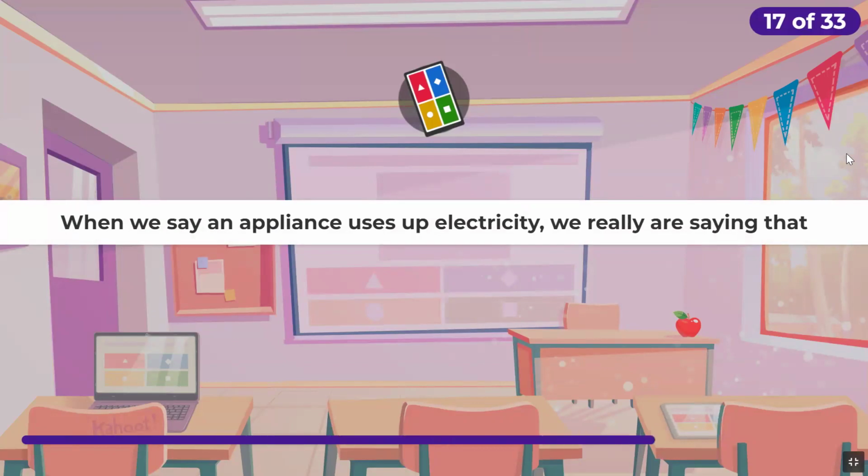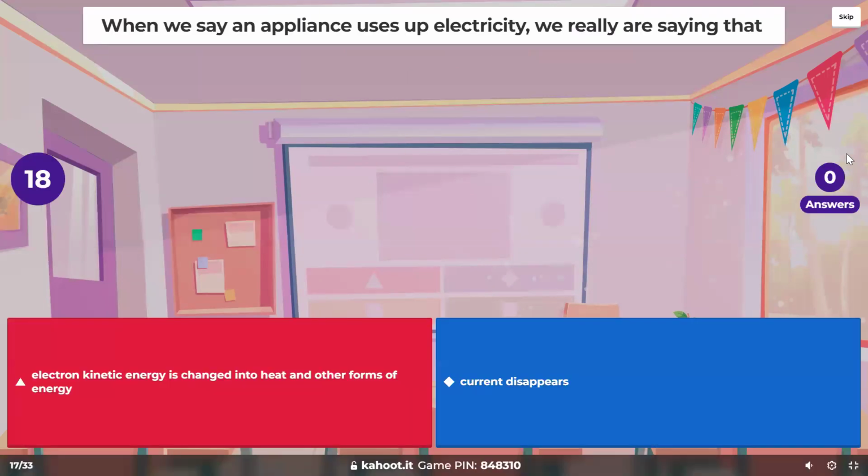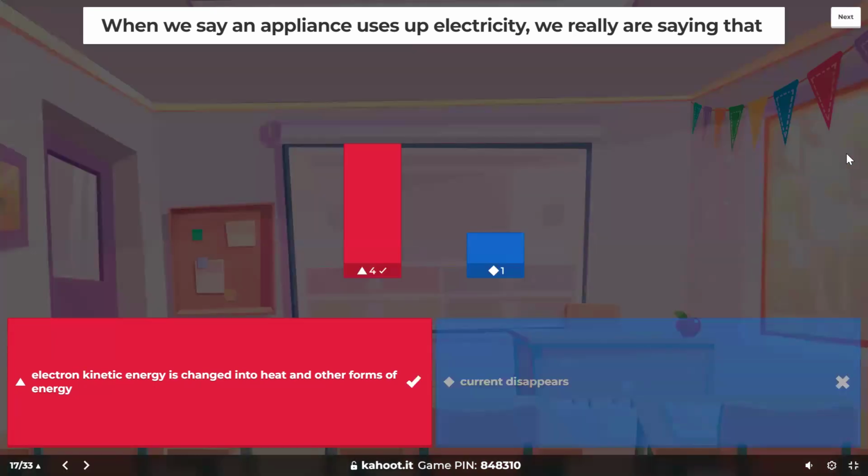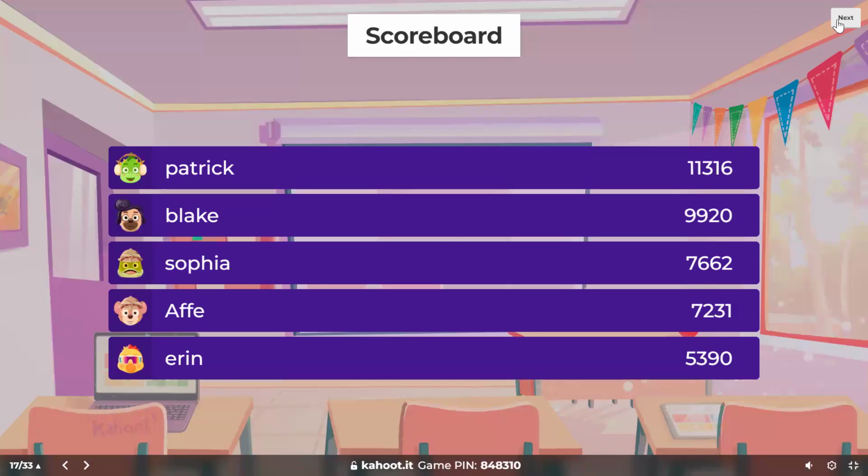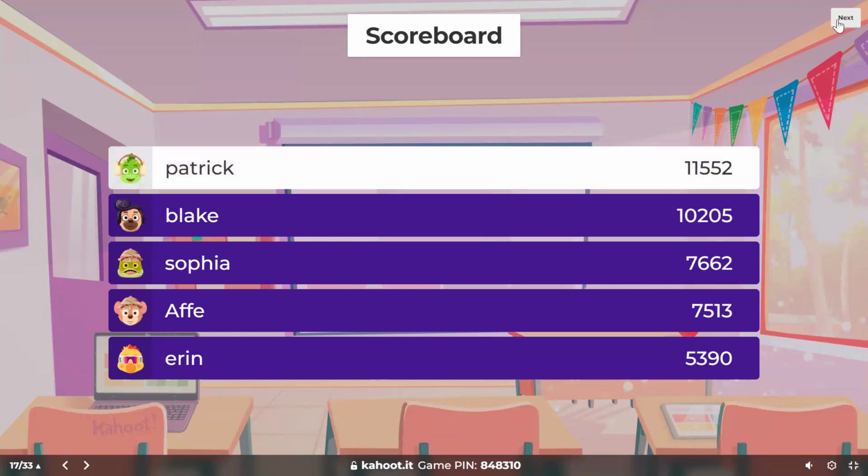When we say an appliance uses electricity, what does that really mean? Does that mean electron kinetic energy is changed into heat and other forms of energy? Or does that mean the current disappears? Yeah, the first of those. So that kinetic energy of electrons going back and forth is transferred into other forms of energy. The current does not disappear. The current in amps just keeps on through.